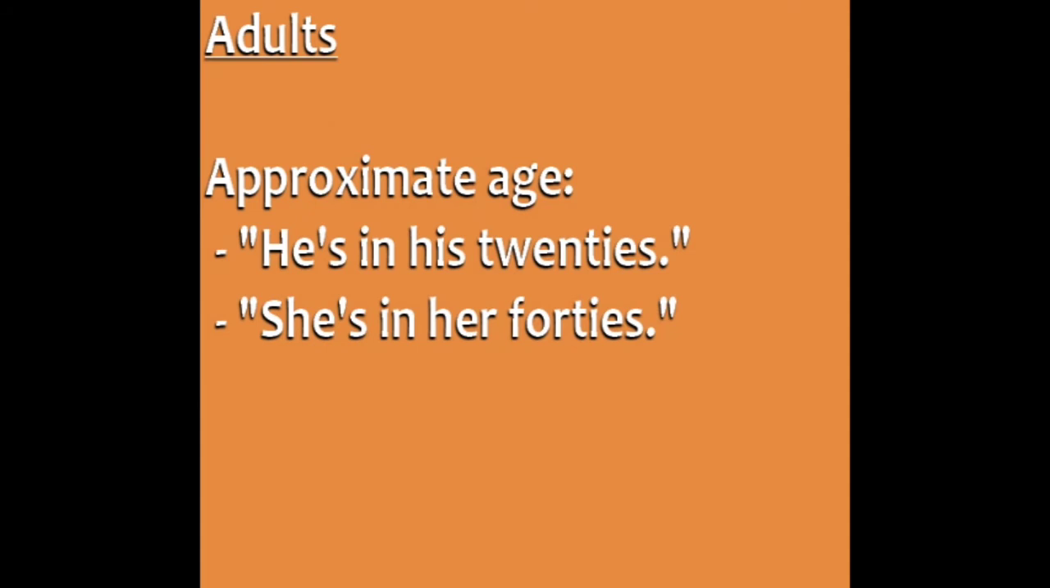Adults. To talk about approximate ages during adulthood, you can say someone is in his 20s or in her 40s. These expressions are often used when you don't know or remember the person's exact age.